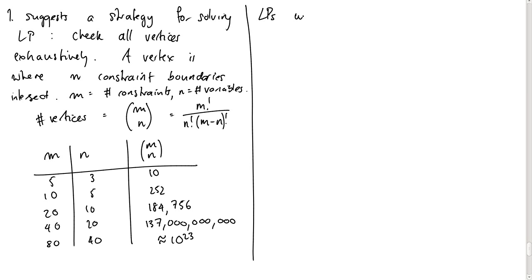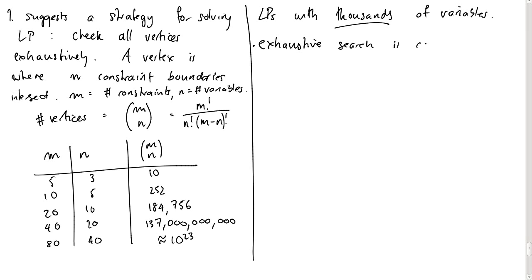So LPs with thousands of variables, well, they're not uncommon, they're actually quite normal. Okay, so you can see that trying to check all of the vertices if we've got thousands of variables and thousands of constraints is just not going to happen. Okay, it's too many to check. So exhaustive search is computationally infeasible.